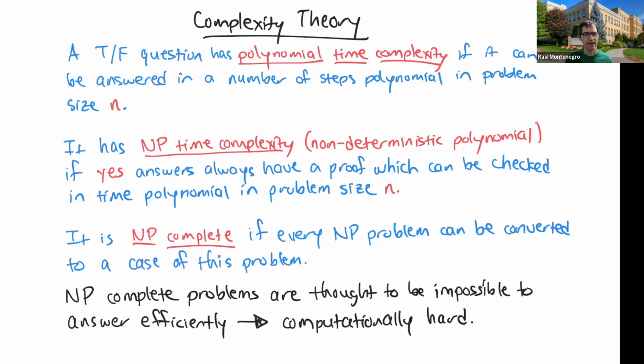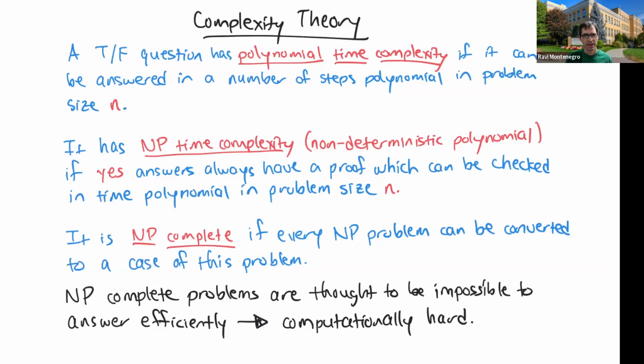So suppose we're considering a true-false question, like, does this graph have a 3 coloring? Does this graph have an Eulerian path? We say that this question has polynomial time complexity if it is possible to answer the question, yes or no, in a number of steps polynomial in the problem size. So when we're looking at graphs, the problem size is usually defined as the number of vertices. When we're looking at some problems with factoring, it's the bit size of the numbers. How many bits does it take to store that number in a computer?